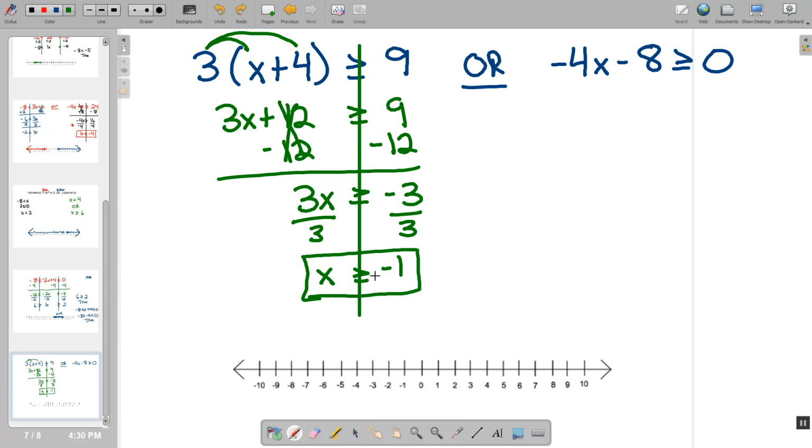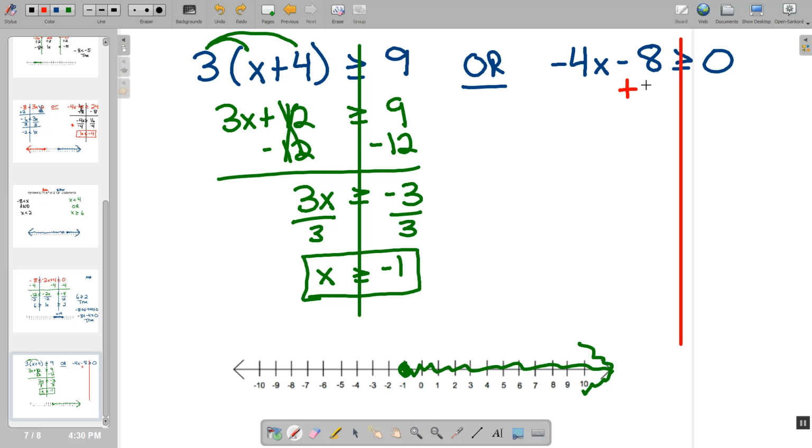I can then shade that by making a closed circle at negative 1 and shading everything to the right. And that means what I'm hoping for, if I solve this correct, is a number that is going left, probably somewhere in this region. So let's see if we did it right. I'm going to draw the line down the equal sign here, right there.